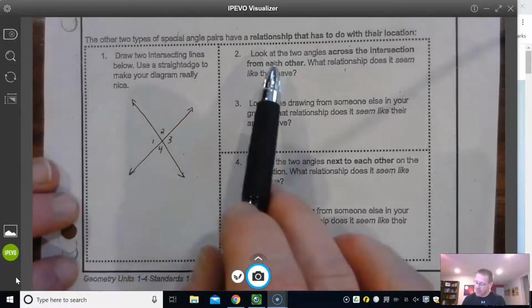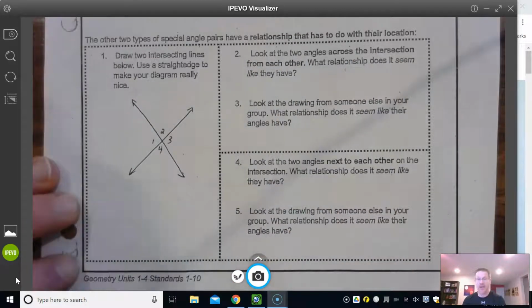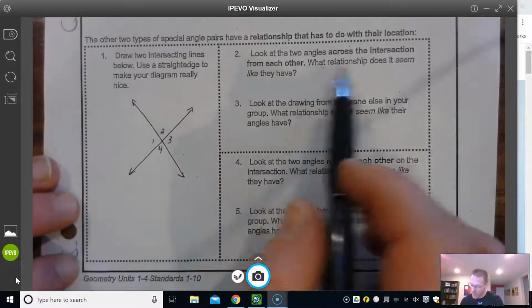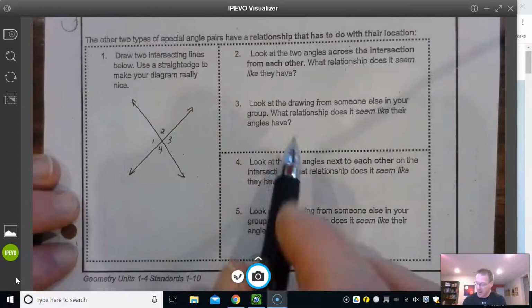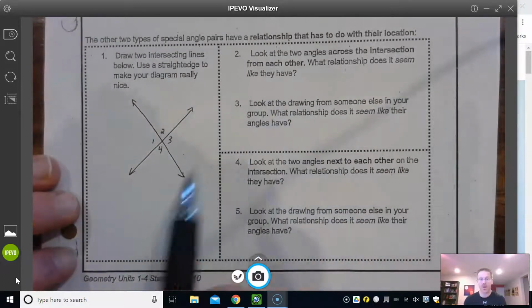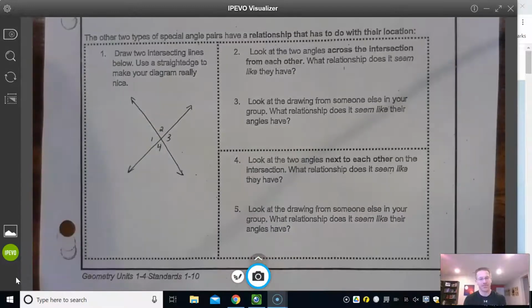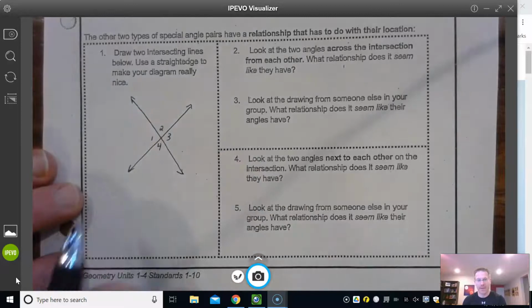So now, look at the two angles across the intersection from each other. That's getting into vertical angles. So 2 and 4 and 1 and 3. What relationship does it seem like they have? Now you obviously don't have another group member here, but when you look at these, don't they look the same? So angle 2 and 4 look like they might have the same measure, and 1 and 3 look like they have the same measure.